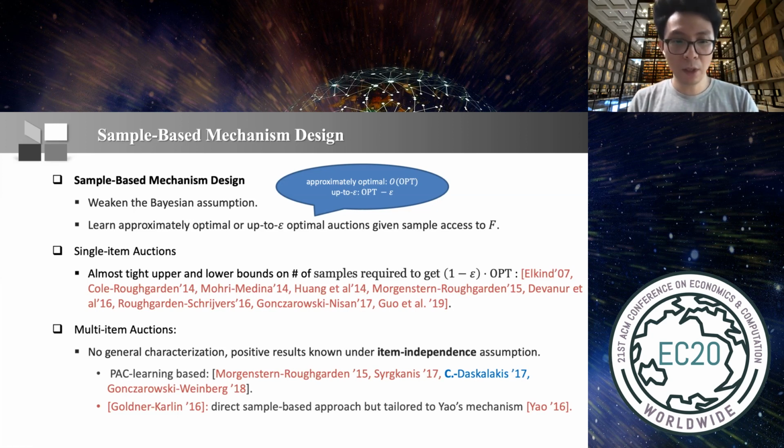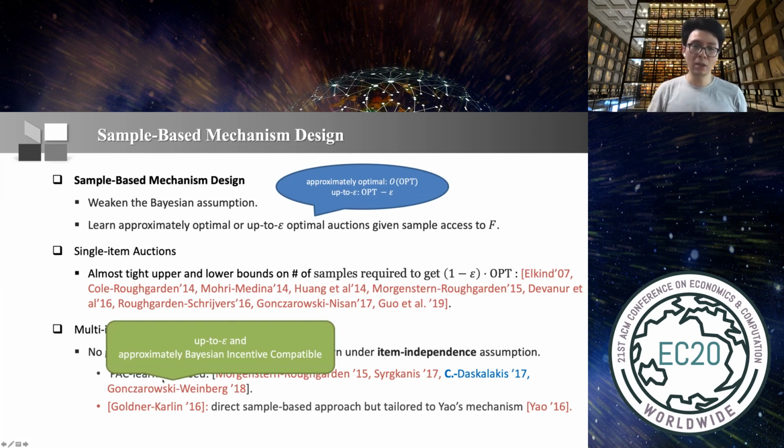All results here, except the one by Gonczarowski and Weinberg, get a constant factor approximation to the optimum revenue, and their mechanisms are dominant strategy incentive compatible. The one by Gonczarowski and Weinberg actually gets an up to epsilon optimal mechanism, but the mechanism is only approximately Bayesian incentive compatible.